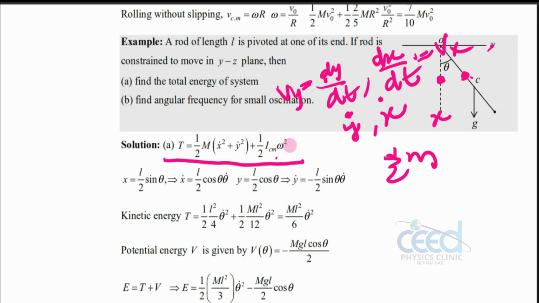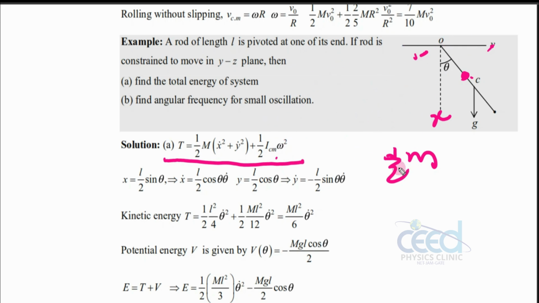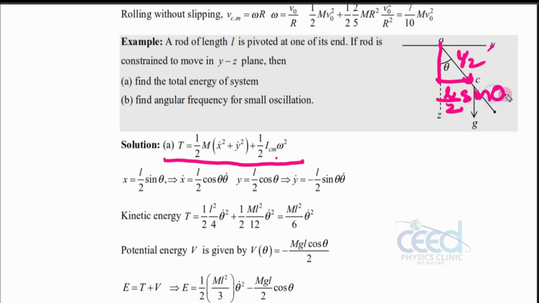Now from the diagram, it is clear that this is the center of mass. The rod length is L, so this length is L by 2. This is the x coordinate, this is the y coordinate. If this angle is theta, then the opposite side is L by 2 sine theta, so x is equal to L by 2 sine theta, and the y coordinate is L by 2 cos theta. So we made the components: x is L by 2 sine theta, y is L by 2 cos theta.